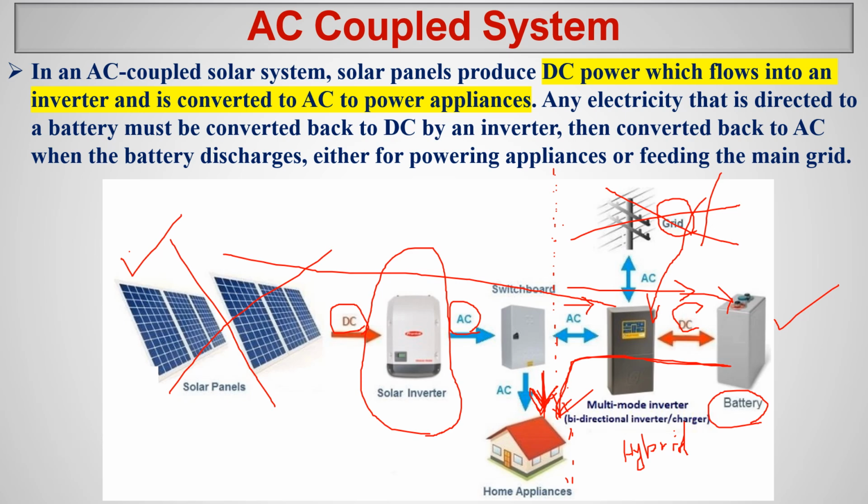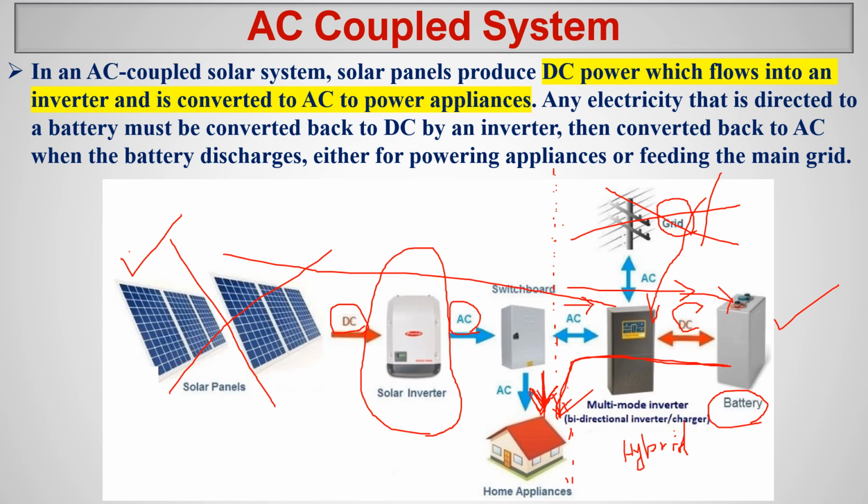So solar PV converting here and coming to the house, and the battery again converting DC to AC by this hybrid inverter and coming to the house. So this is all possible by an AC coupled system. Okay. So DC power which flows into an inverter is converted to AC to power appliances.